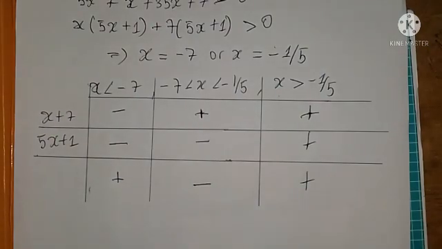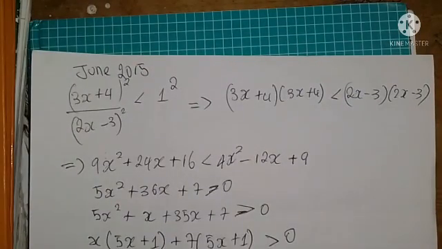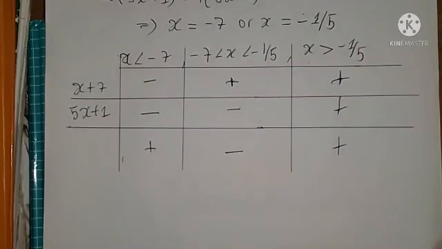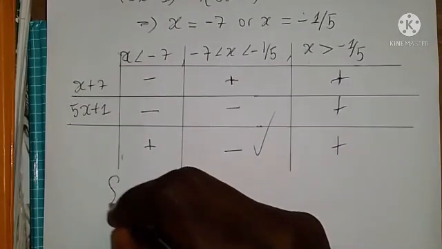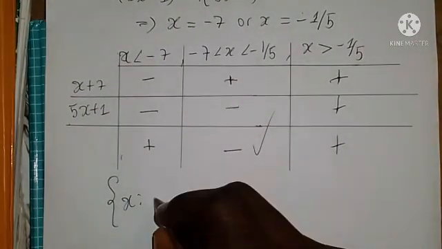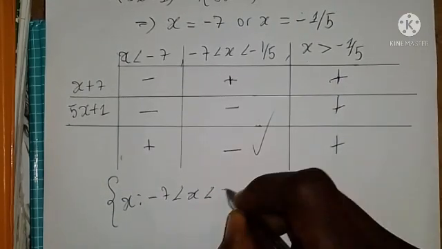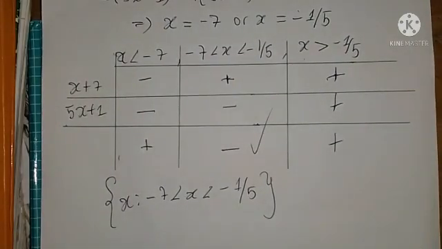Now let's get back to the question. The original question was actually less than 0, so we're going to check the negative value, and this is going to be our answer. So we're going to have this as a set of values: x for negative 7 less than x less than negative 1 over 5. Okay, so that's all for this problem.